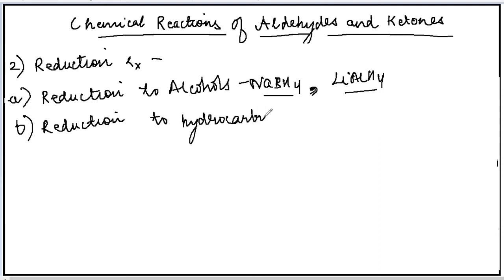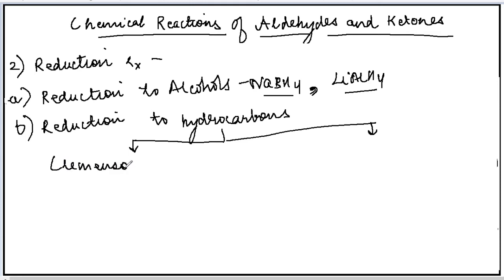Now there are two such reactions in which the aldehydes and ketones will be reduced to hydrocarbons, and both reactions are name reactions. Okay. So the first name reaction is Clemmensen reduction reaction, and second is Wolff-Kishner reaction. So there are two reduction reactions in which the aldehydes and ketones will be reduced to hydrocarbon.